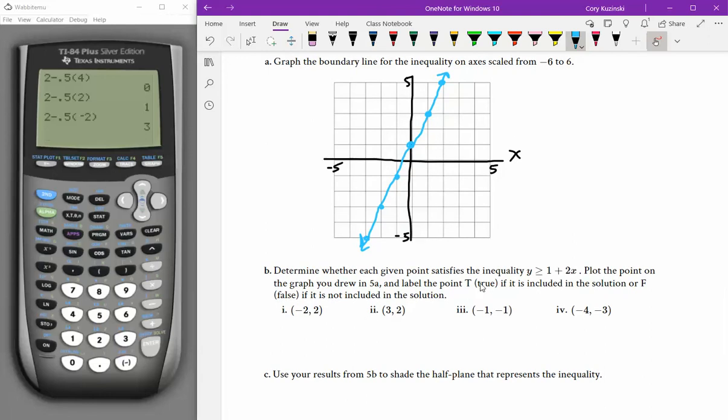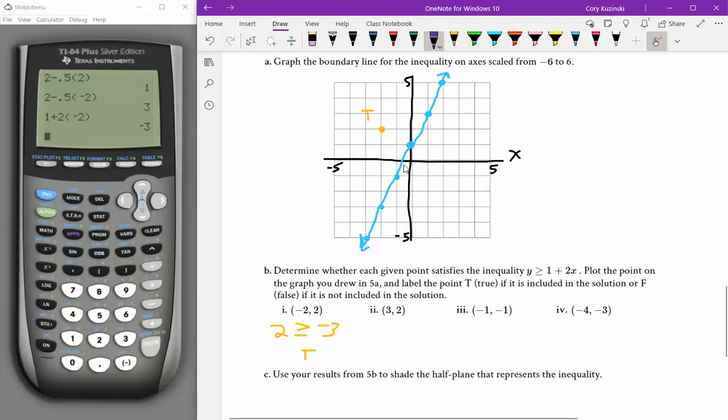Determine whether each given point satisfies the inequality. Plot the points with a true or false. All right, here we go. So we're going to put 2 in for y, and we're going to see if that's greater than or equal to 1 plus 2x, with x being negative 2. That gives us negative 3. Is 2 greater than negative 3? Yes, it is. So negative 2, positive 2, that's that point right there, and we're going to say true.